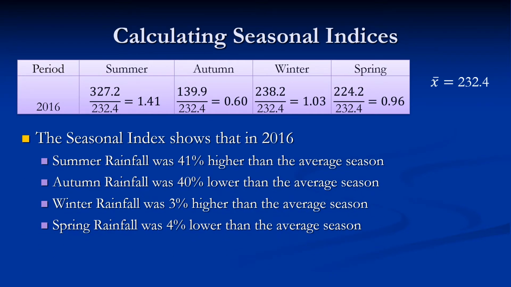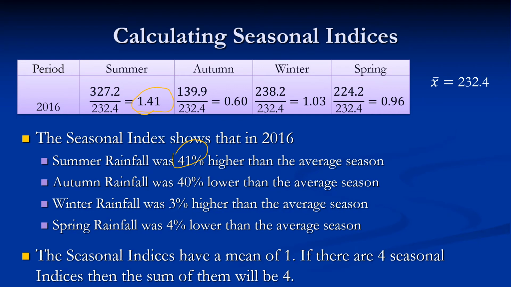So we can just use this now to interpret that data. So the summer rainfall was 41% higher, because remember this is like saying 141%, so it's just 41% more. Whereas in autumn was 40% lower than the average season. Winter was 3% higher than an average season, and spring in 2016 was 4% lower than the average season.